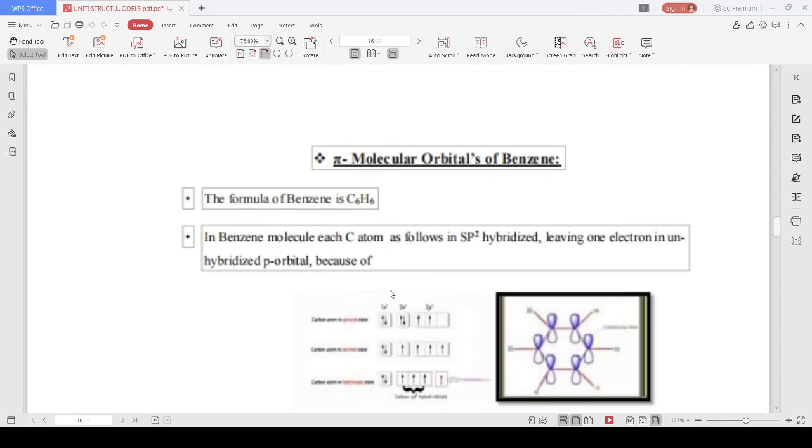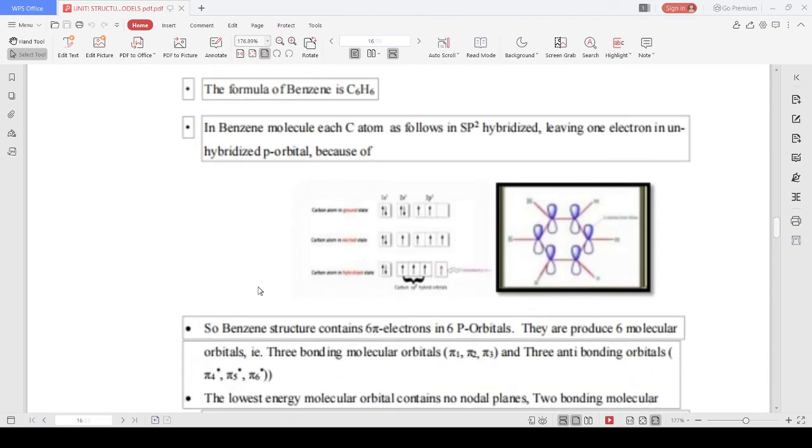Another one is the pi molecular orbitals of benzene. The formula of benzene is C6H6. In the benzene molecule, each carbon atom is sp2 hybridized, leaving 1 electron in an unhybridized p orbital. Benzene has 6 carbons, 1, 2, 3, 4, 5, 6.